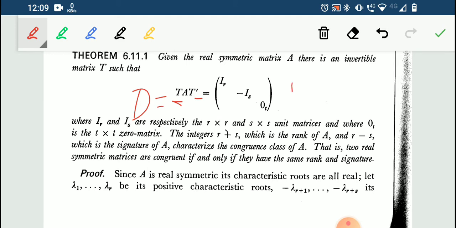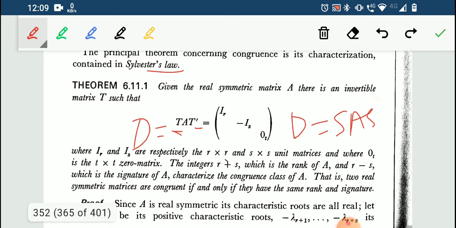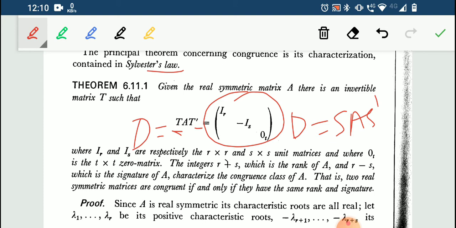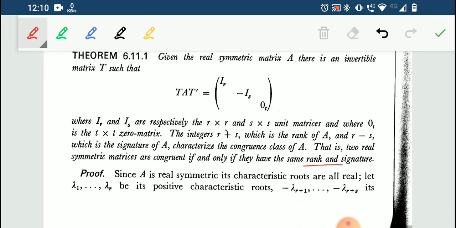D will be, let's say, obtained with some other invertible matrix S, so SAS' will be there. Still this D will be the same. It means it does not depend on S or T, the invertible matrix. It depends only on the rank and signature of the matrix A itself. That's what we are going to prove. So this is the same for different T or different invertible matrices you take.